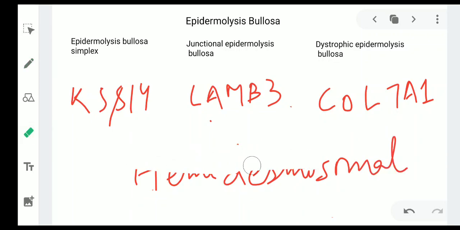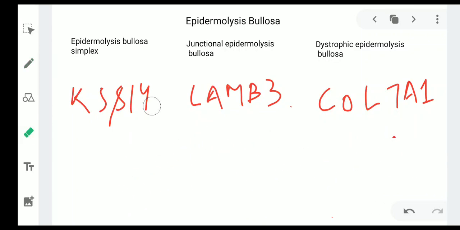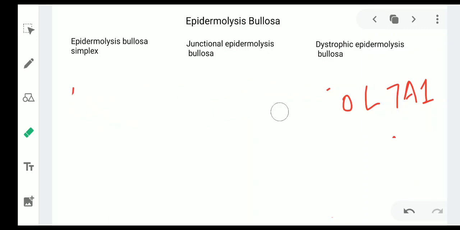Now, there is another variant of epidermolysis bullosa that is known as the hemidesmosomal variant. What happens in the hemidesmosomal variant? There is blistering produced at the hemidesmosomal level. Now, coming to the clinical features of epidermolysis bullosa simplex, it is divided into two forms.